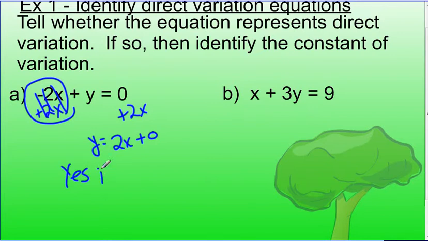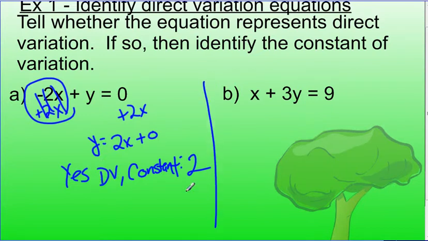So yes, direct variation. And since it is direct variation, they want us to figure out what is the constant of variation. And we said the constant of variation is the slope. Well, the slope of this line is 2. That's all we really had to do for that problem: is it direct variation? Yep. What is the constant of variation? 2.